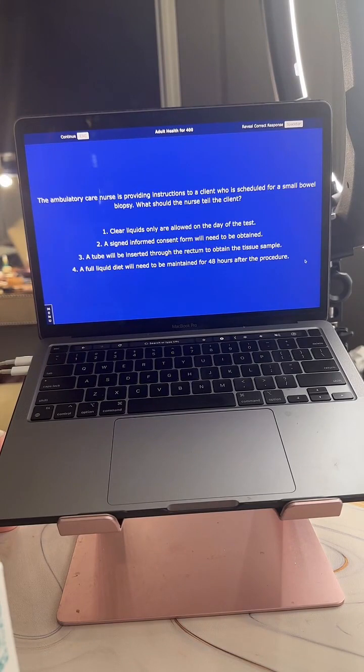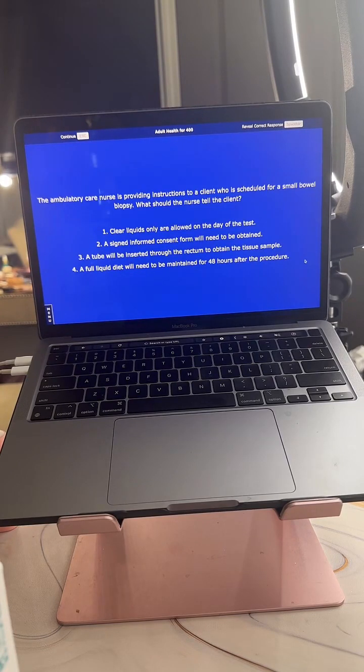This is adult health, aka MedSurg, for 400. The ambulatory care nurse is providing instructions to a client who's scheduled for a small bowel biopsy. What should the nurse tell the client? 1. Clear liquids only are allowed on the day of the test. 2. A signed informed consent form will need to be obtained. 3. A tube will be inserted through the rectum to obtain the tissue sample. And 4. A full liquid diet will need to be maintained for 48 hours after the procedure.